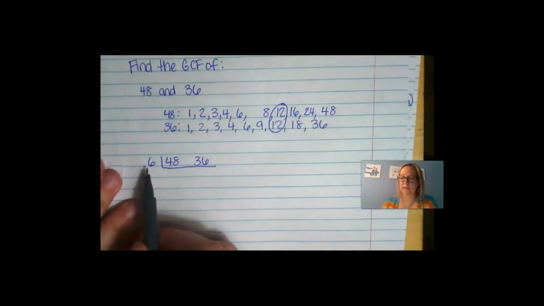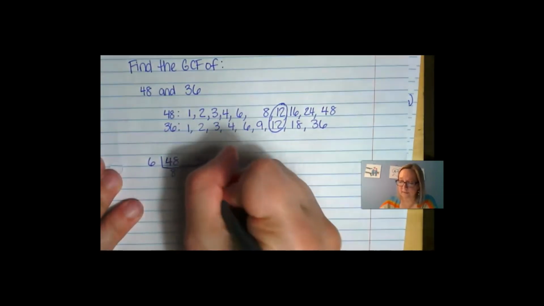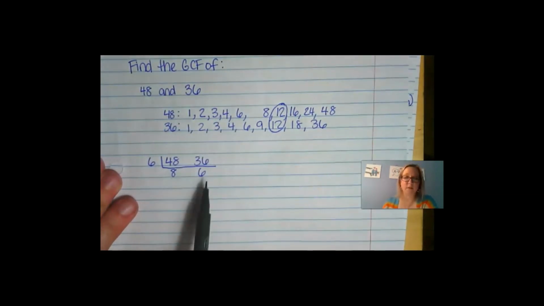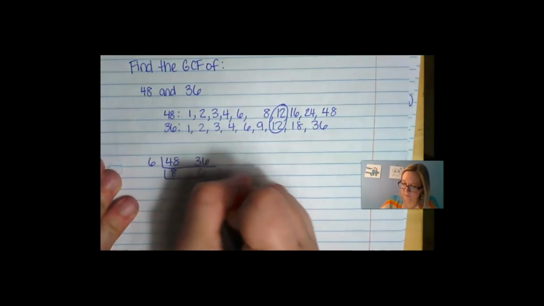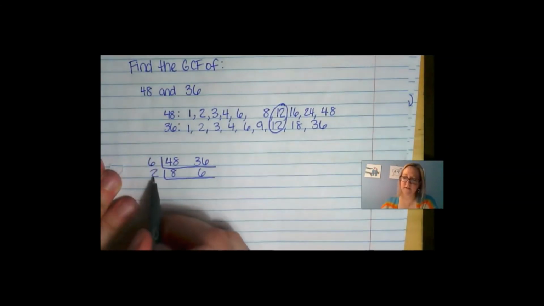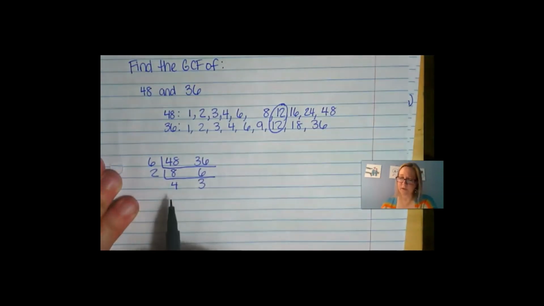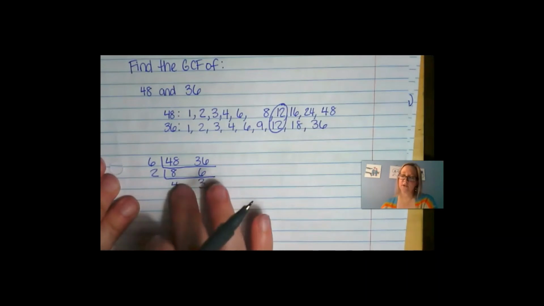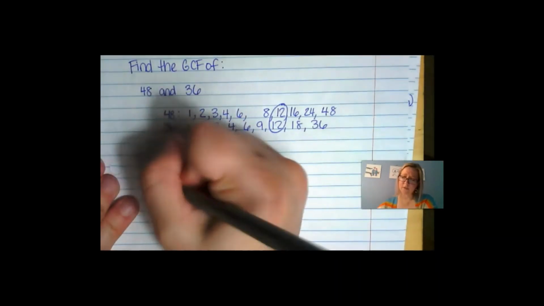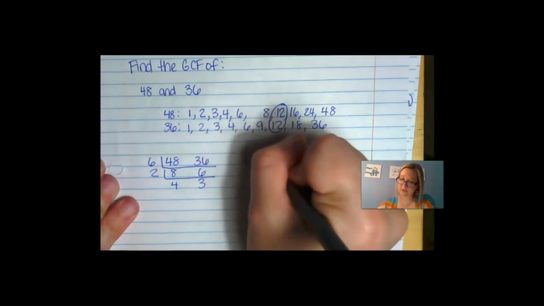and then divide it. So 6 goes into 48 8 times. 6 goes into 36 6 times. Now look at these two numbers here. I know they both share a common factor of 2, so I'm going to draw another SLED. Divide out the number 2. And then 2 goes into 8 4 times, and 2 goes into 6 3 times. 4 and 3 only have a common factor of 1, so I'm going to stop here. For my GCF, I multiply everything on the left of the SLED, so that's 6 times 2, which is 12.